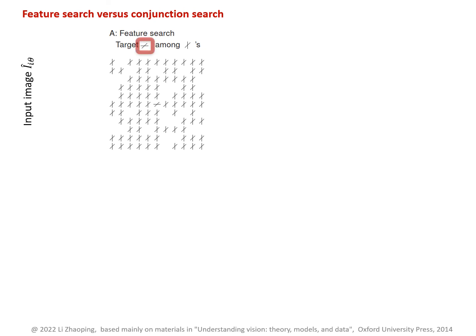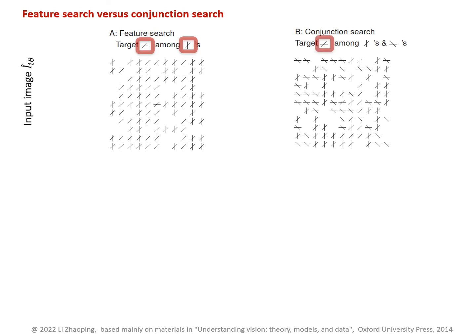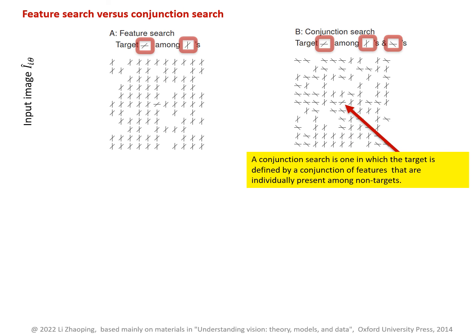Here is an example of a feature search versus a conjunction search. In this image, try to find this target shape among these shapes. It's quite easy because the target has a unique horizontal bar in the image. In this image, try to find the same target shape among these two shapes. It's quite difficult because neither of the two bars in the target is unique in the image. The conjunction of these two bars makes the target unique, so it's an example of conjunction search, which is known from visual search literature to be typically difficult.